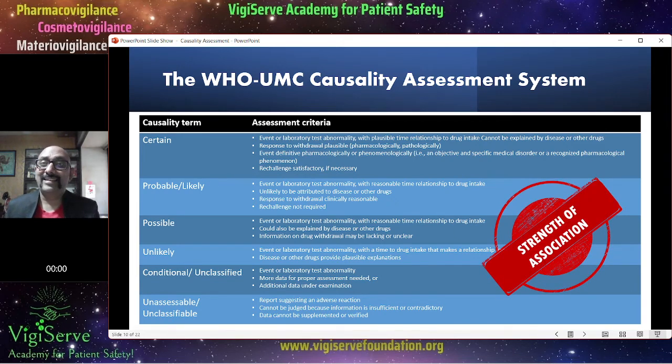So it is finally the strength of association, right? Based on the strength of association, if there is high or greater strength of association, then it is certain, and if it is less, then it becomes probable, or lesser than that, possible, and so on.